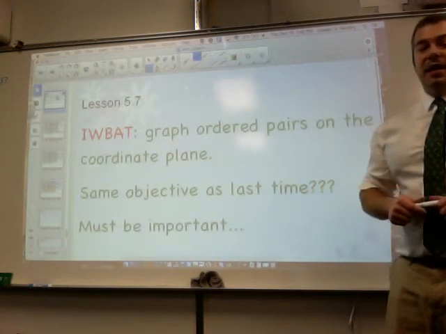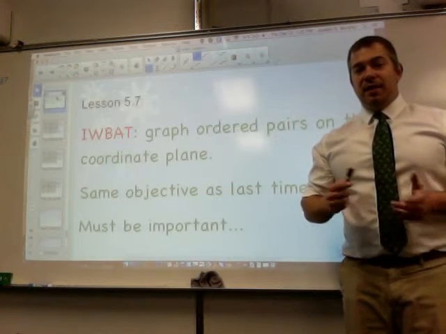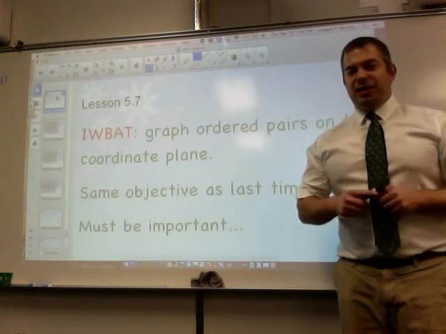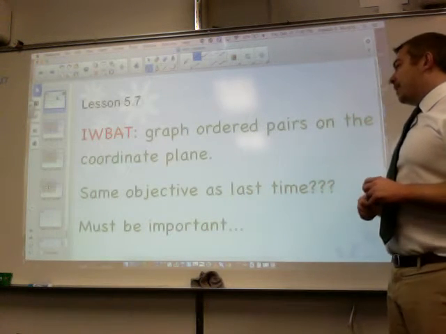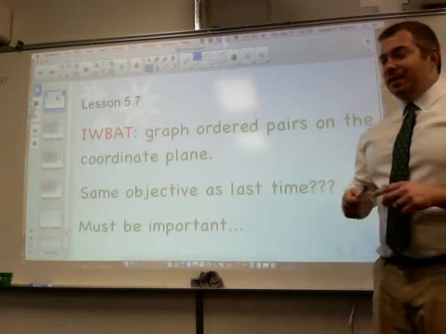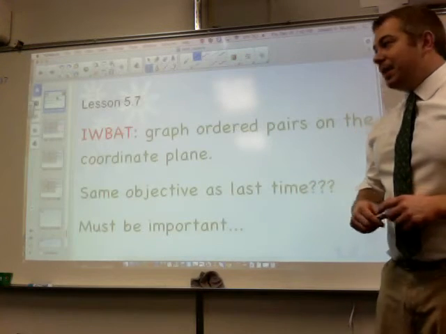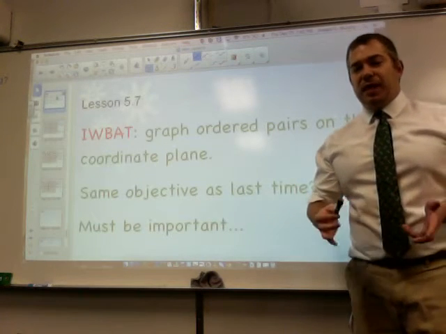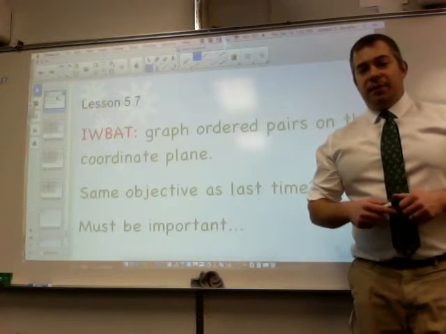This is the last lesson in this unit. We're going to do some review coming up and the test, and I think you guys are going to do a great job. But here's our objective. I will be able to graph ordered pairs on the coordinate plane. Same objective as last time, must be important. That's how the unit is ending, is graphing these things. So we're basically going to do the same thing. Maybe I'll do a better job teaching this time, maybe I won't. Let's find out.